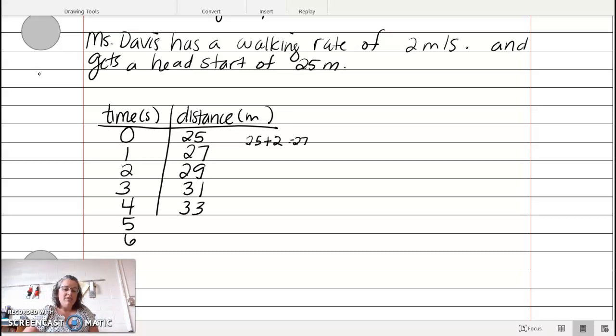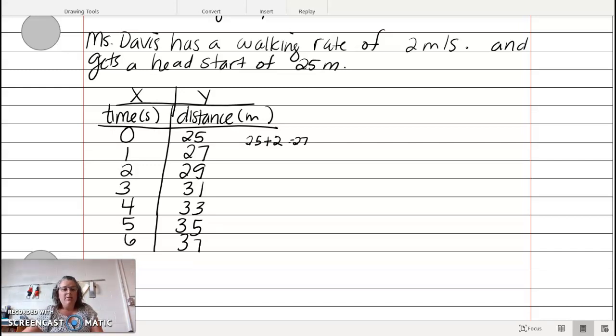And I'm hoping we're seeing some patterns here within the table. I'm hoping that we're seeing that every single time we go up 1 second in the X column, so here's your X column, here's your Y column, X variable, Y variable, you can see that we're increasing 2 meters every second. Now the question is, where did that 2 meters come from? 2 meters more gives us 37.